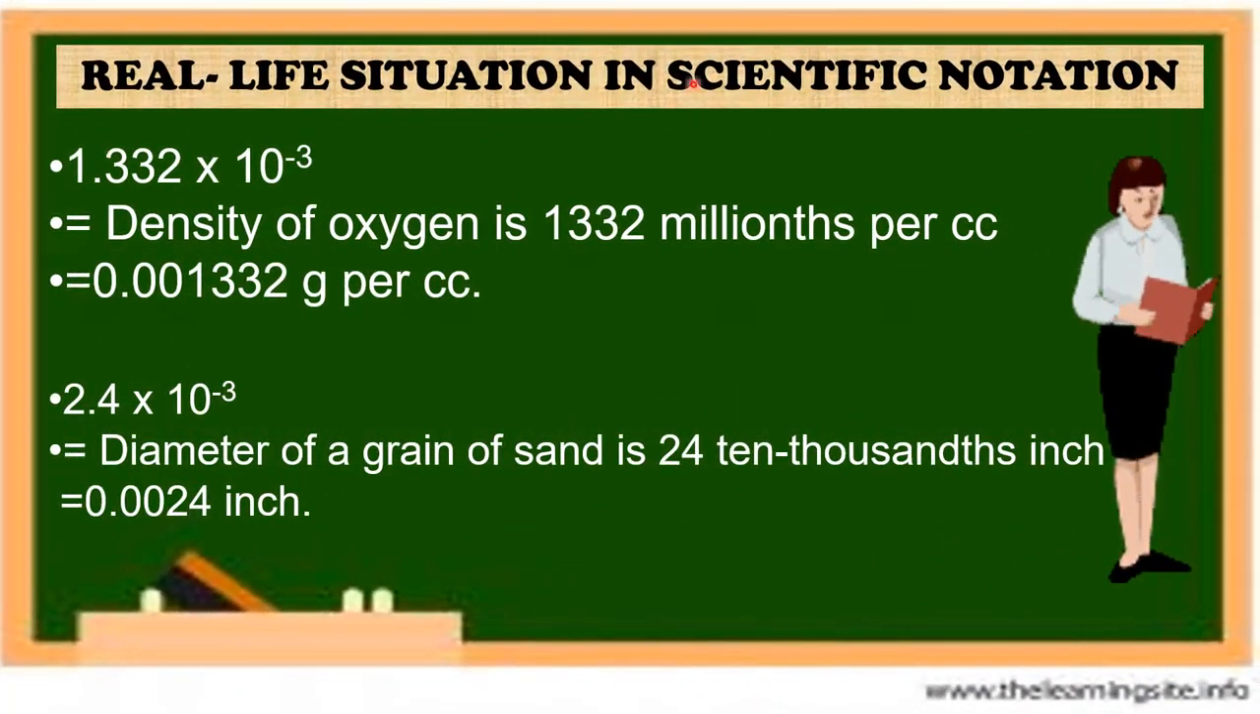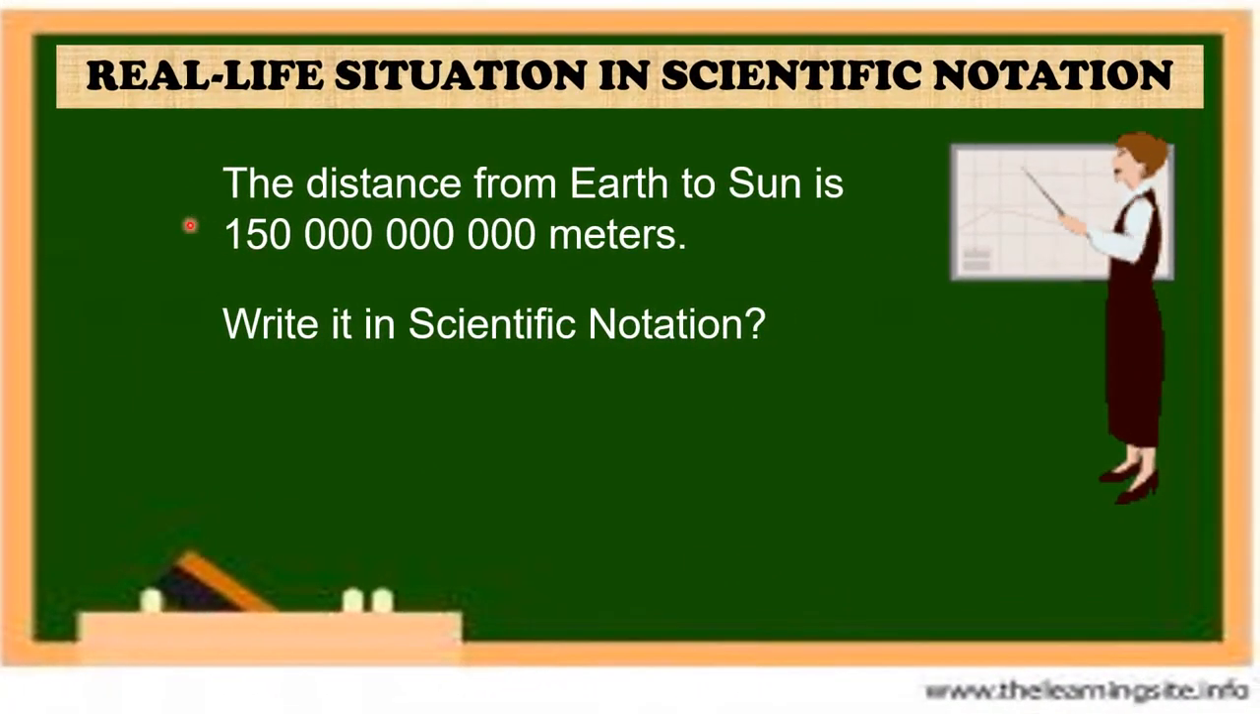So we have the real-life situation in scientific notation. The density of oxygen can be written in scientific notation, and the diameter of a grain of sand can also be written in scientific notation. Real-life situations in scientific notation.